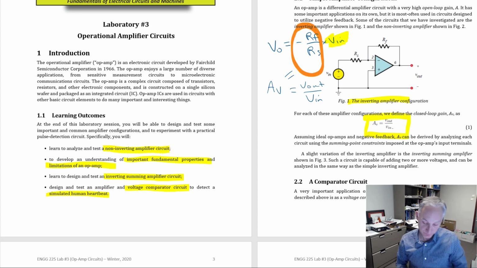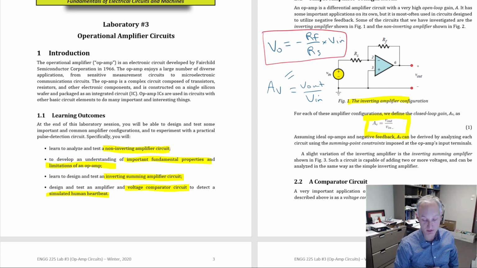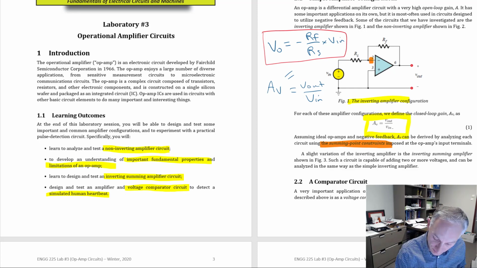Now you should know how to get this equation by deriving it from the op-amp summing point constraints. The summing point constraints are the thing that we talk about in lecture, which is, if you have negative feedback, the voltages at the input terminals, here and here, are at the same voltage level. That's considered a virtual short circuit, and there's no current flowing into the op-amp terminals, so that's 0 amps, 0 amps. Those are the summing point constraints.